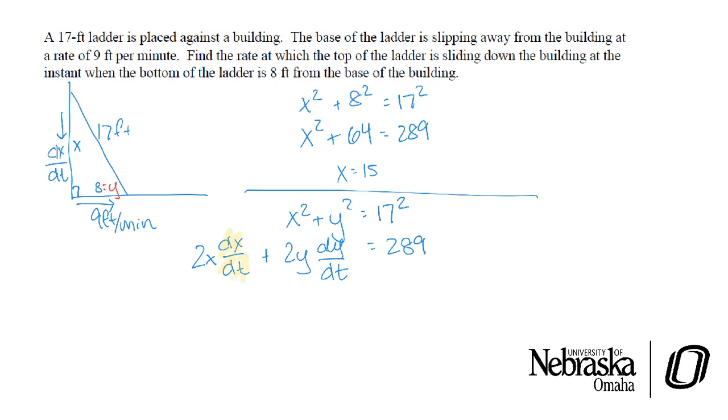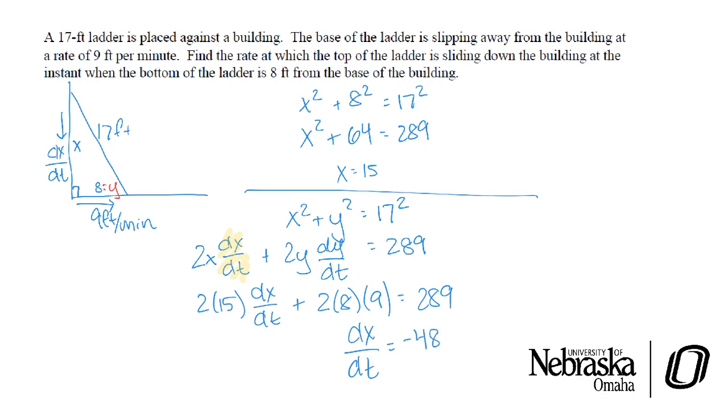So we can plug in all of the rest of the information we found. So we found x is 15. We were given y is 8. Of course, we labeled that variable ourselves. The change in y with respect to time is 9. So if you solve this equation for dx dt, we get negative 4.8. So the ladder is sliding at negative 4.8 feet per minute.